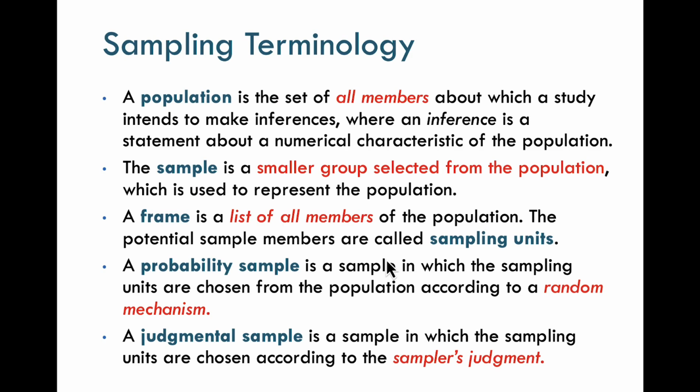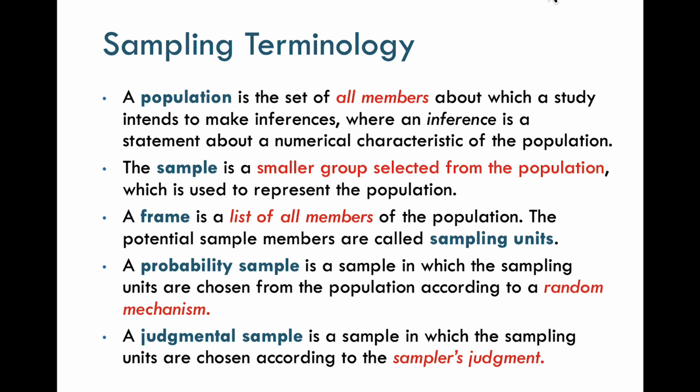A population is the set of all members about which a study intends to make inferences, and an inference is a statement about numerical characteristics of the population. For example, if you want to research study habits of students in American universities, the total number of students enrolled in these universities will be the population.